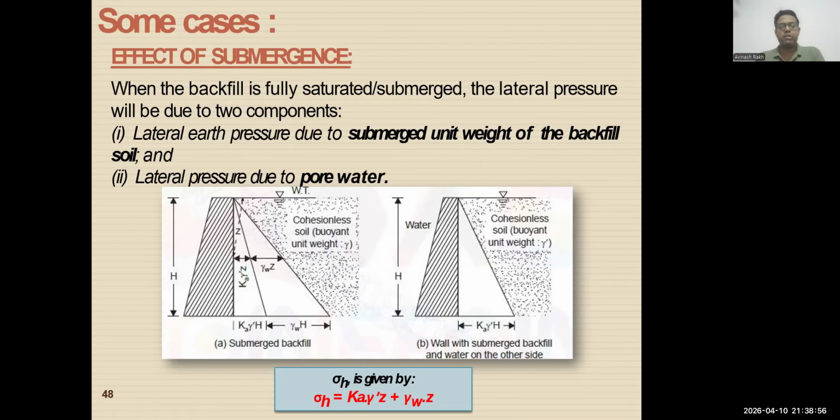The first case is the effect of submergence. When the backfill is fully saturated or submerged, the lateral pressure will be due to two components. The first component is lateral earth pressure due to the submerged unit weight of the backfill soil, and the second is lateral pressure due to pore water. In the first diagram, which relates to the submerged backfill, you can see that it is due to the unit weight of the backfill soil. So it can be calculated as Ka gamma dash H, plus gamma w H. Secondly, next is a wall with submerged backfill and water on the other side. It can be calculated as Ka gamma dash H.